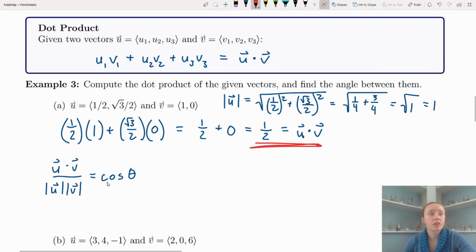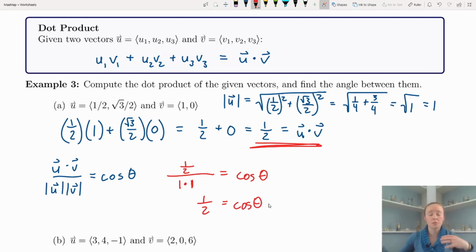So right now, for u dot v, I have 1/2, and I'm going to be dividing that by, well, my magnitude of u is 1. I just need to multiply that by my magnitude of v, which v is already a unit vector because the square root of 1 squared plus 0 squared is 1. So I know that my magnitude of v is also 1. So 1/2 divided by 1 equals the cosine of theta, which means that 1/2 is the cosine of theta.